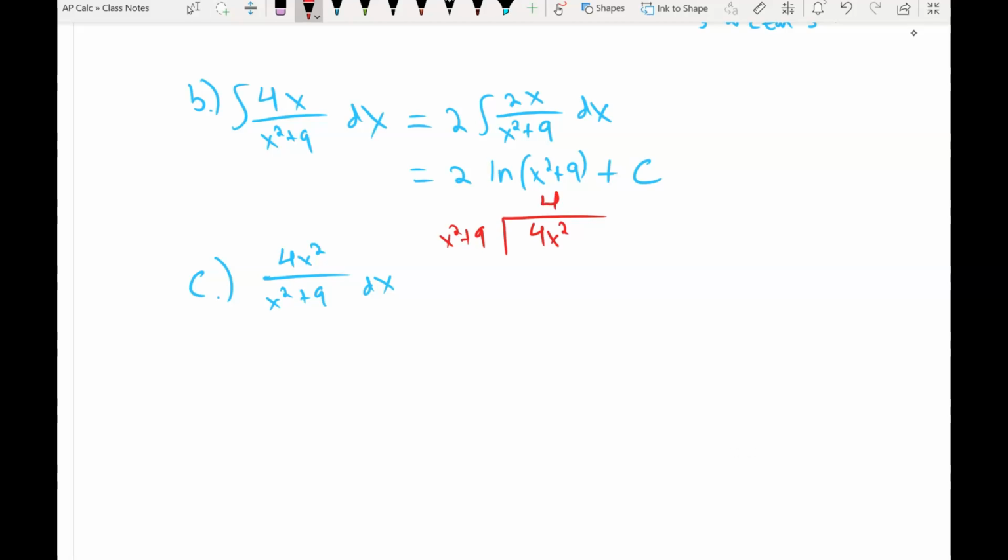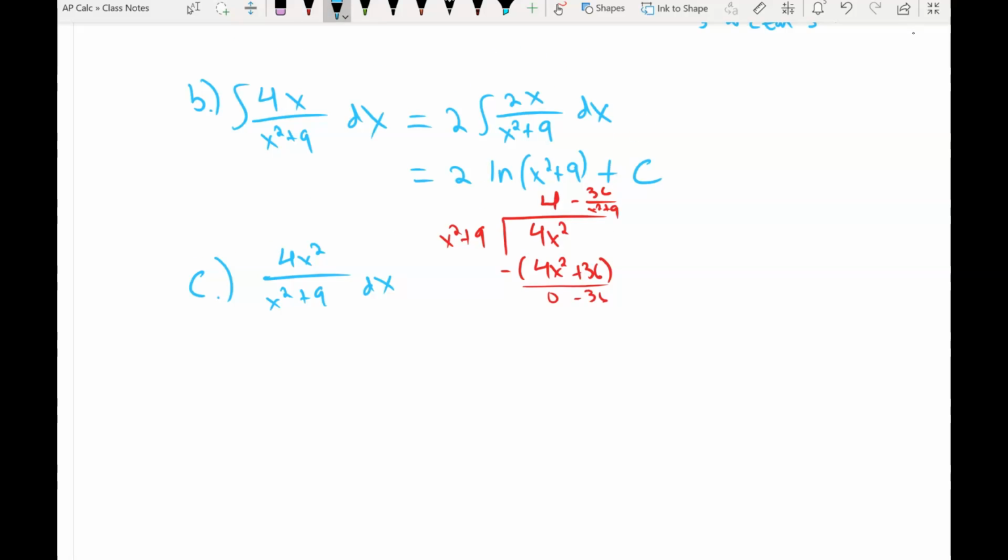Okay, take this whole thing times 4. We're going to subtract that. Well, 4 times x squared gives me 4x squared. That's exactly what we set out to do in the first place. 4 times 9 gives me 36. So 4x squared minus 4x squared, that's going to be 0. I'm going to be left with minus a positive 36, minus 36. So we have this remainder, and we're still dividing this remainder by x squared plus 9. So this becomes 4 minus 36 over x squared plus 9.